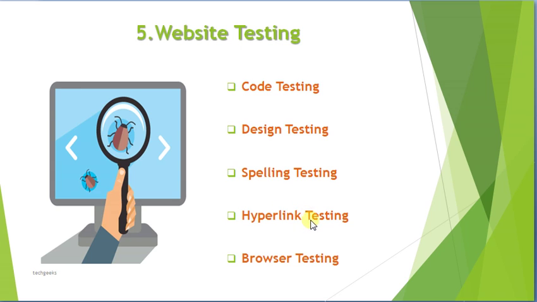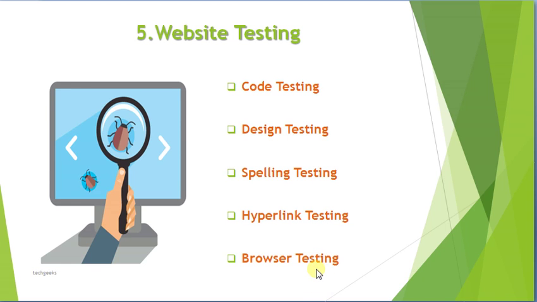The fourth one is hyperlink testing. This tests that all the links to all documents and assets resolve correctly. Hyperlinks that you use for linking one page to another page have to be correct. It should not have broken hyperlinks, as they will distract the audience.